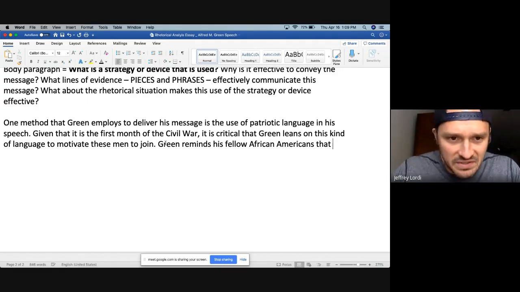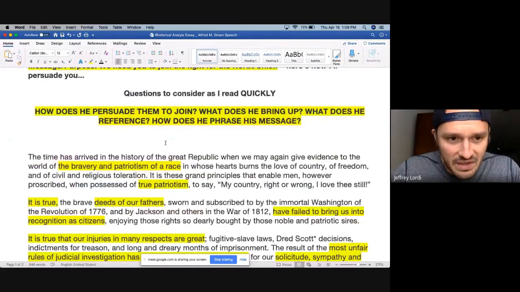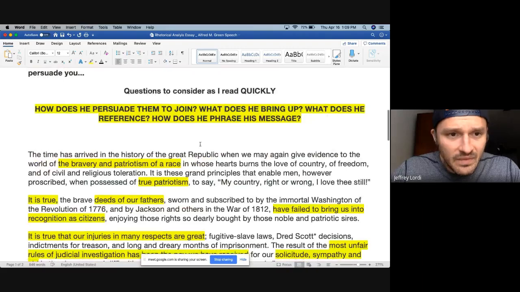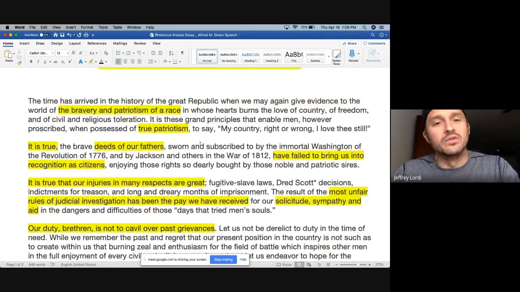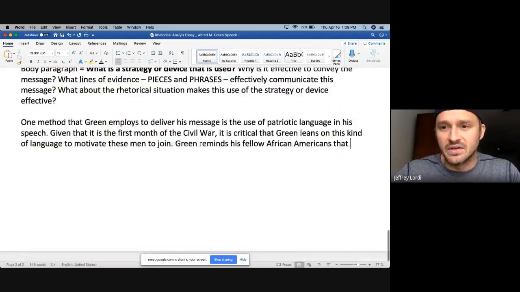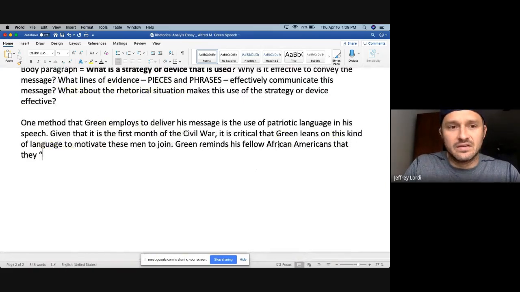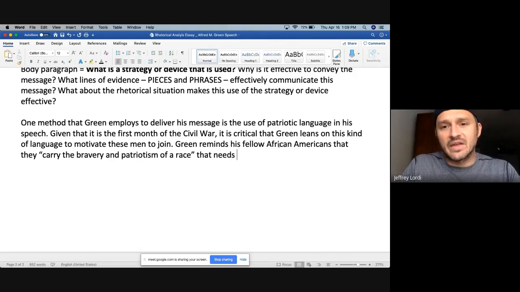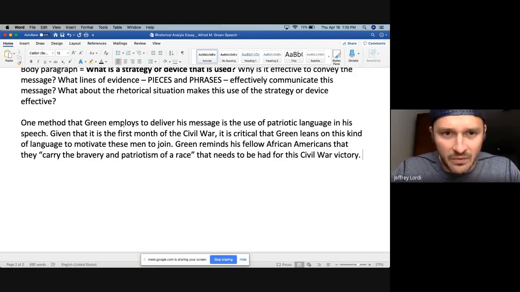And I'm just going to try to see how I can weave, and again I apologize for this, how they, I'm going to say carry, quote, the bravery and patriotism of a race that needs to be had for this Civil War victory. Okay, boom. That's my way of weaving in the evidence. All right, so now I've hit that.